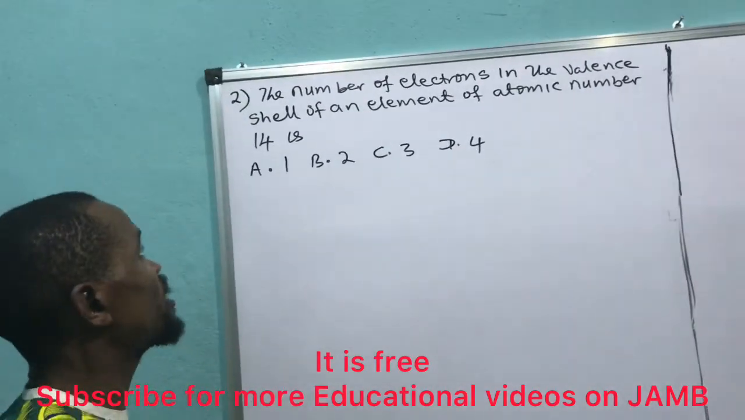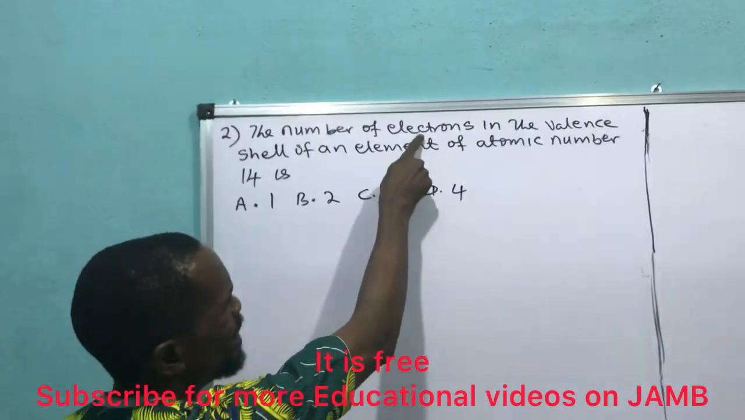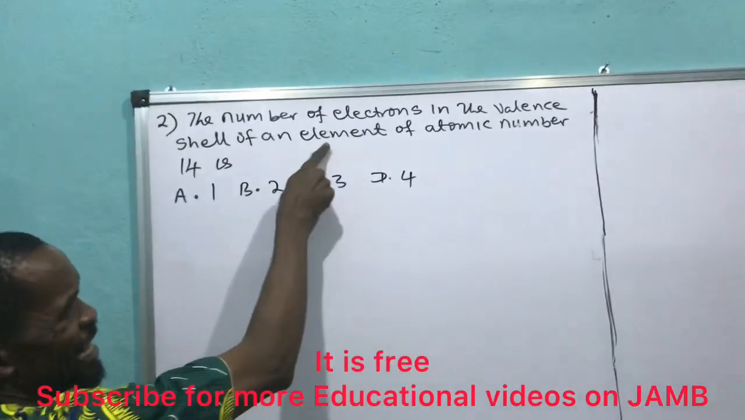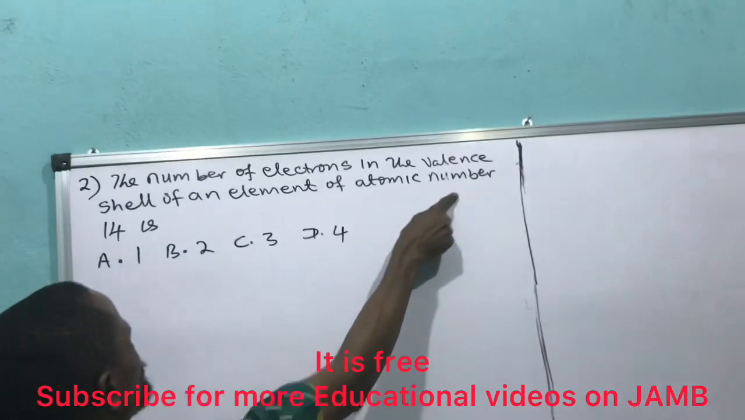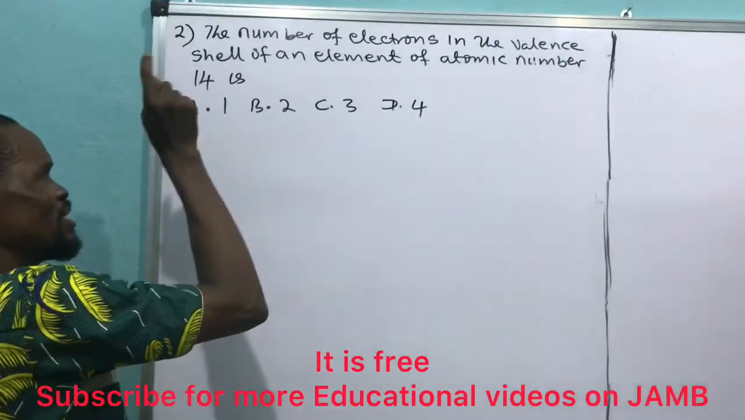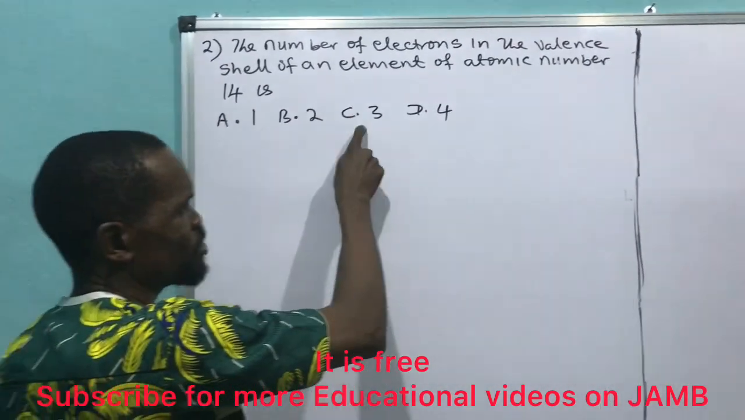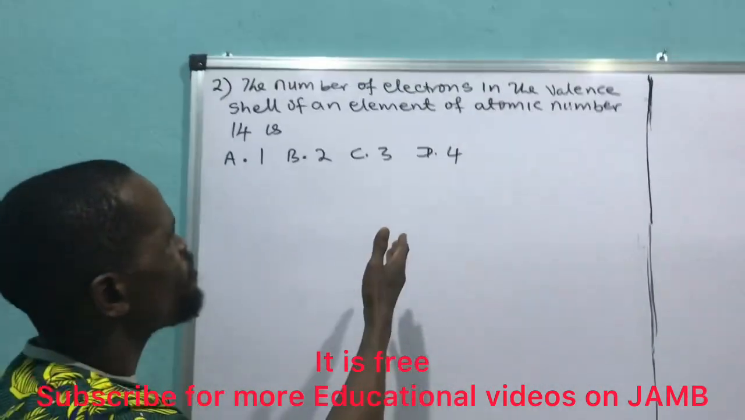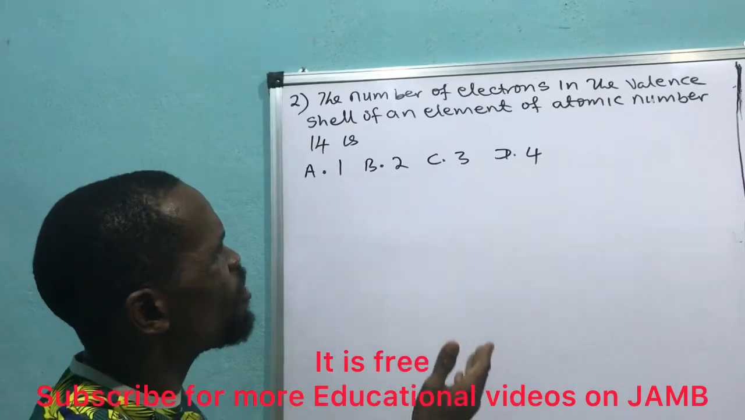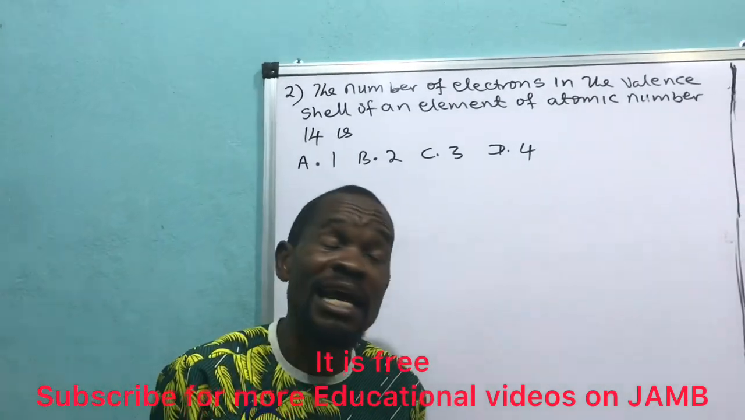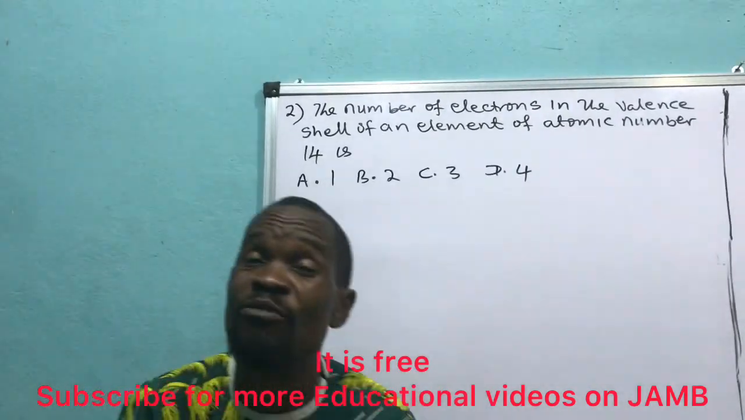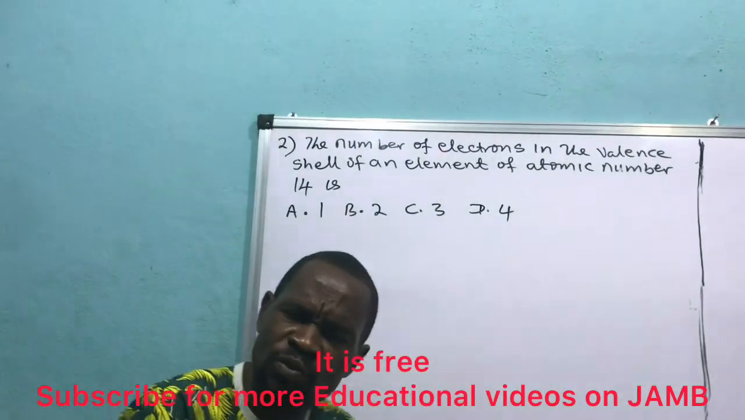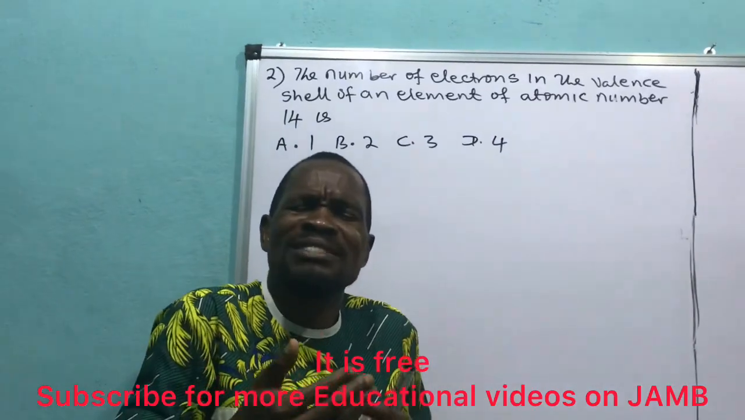Yes, this is question number 2. Question number 2 says the number of electrons in the valency shell of an element of atomic number 14 is option A, option B, option C, option D. That is what they ask us here. The number of what? Valency shell in an element that has atomic number of what? 14. Before we go to the solution of this question, let us recall some certain things.